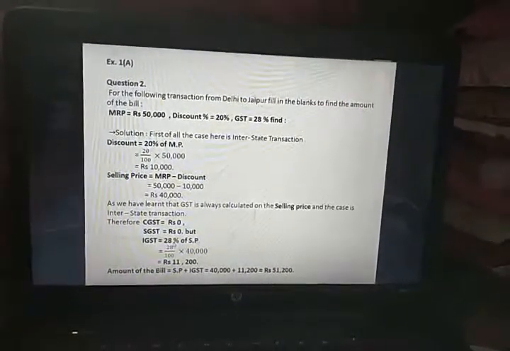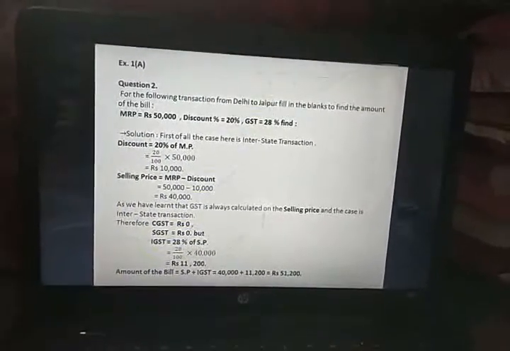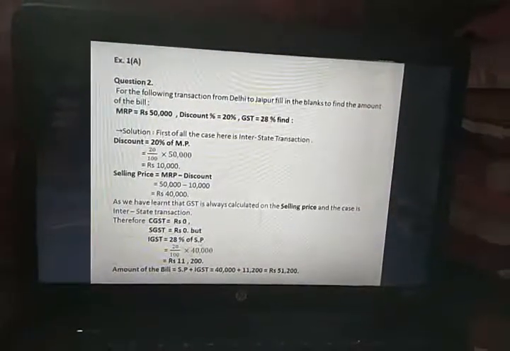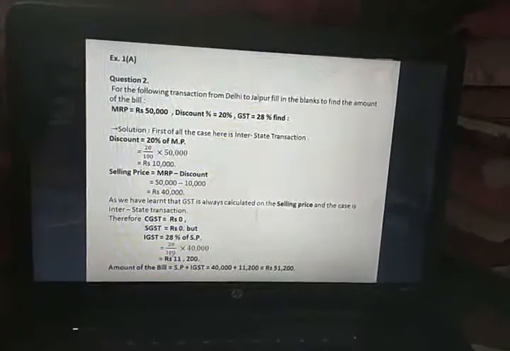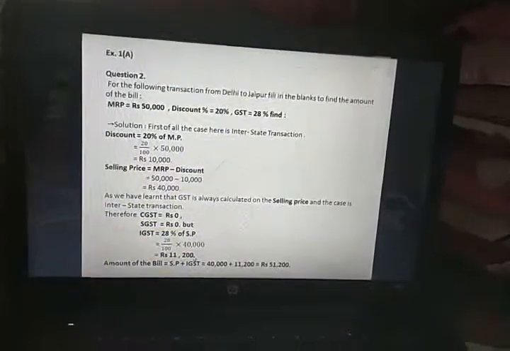28% of what? We know that GST is calculated on the selling price. So 28% of the selling price, which is 40,000. Now we put 28 by 100 into 40,000, which will give you 11,200.